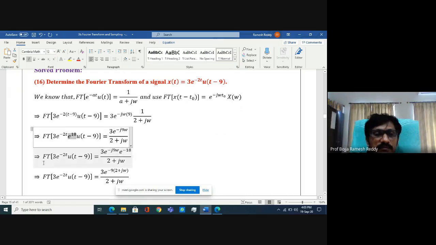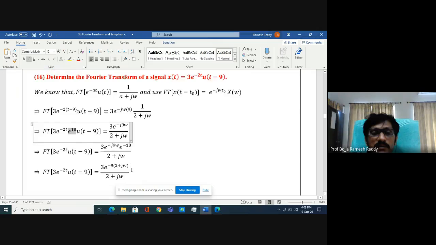Right side, what happens? The required thing is the Fourier transform of 3 e power minus 2t u of t minus 9 is equal to the right side. Here see, on the left side e power 18, on the right side it becomes e power minus 18. Take 9 common here, or minus also there. Take minus 9 common: minus 9 times 2 plus j omega. That's all. This is the answer.